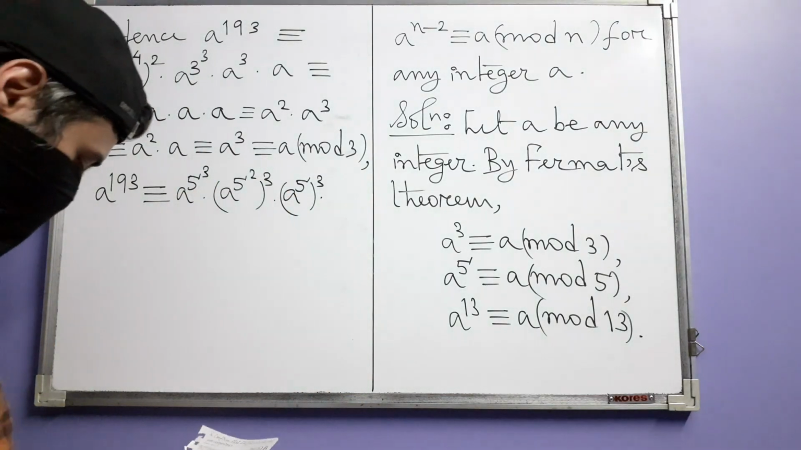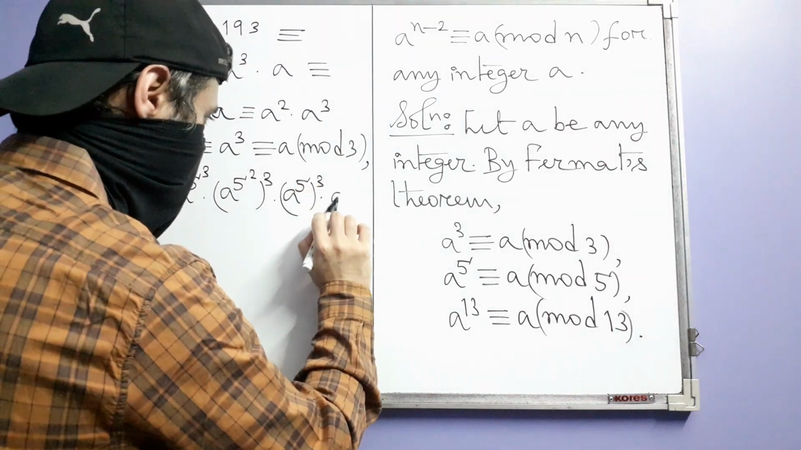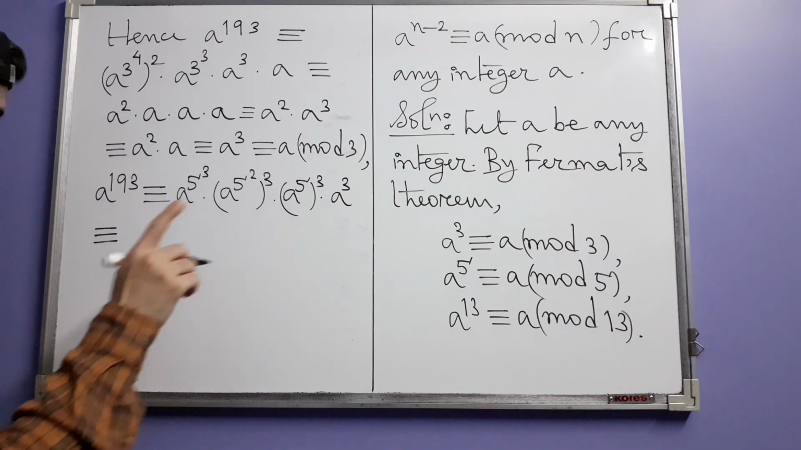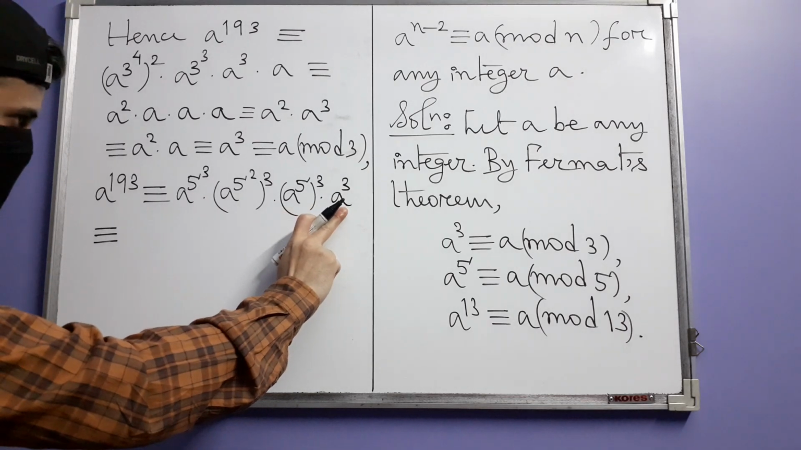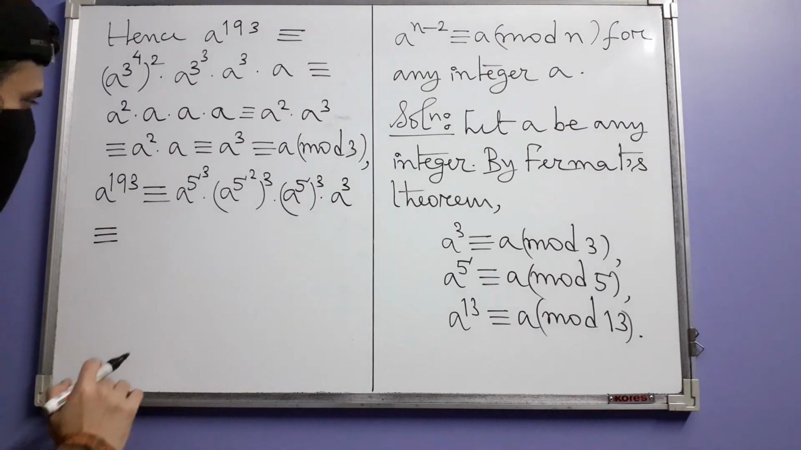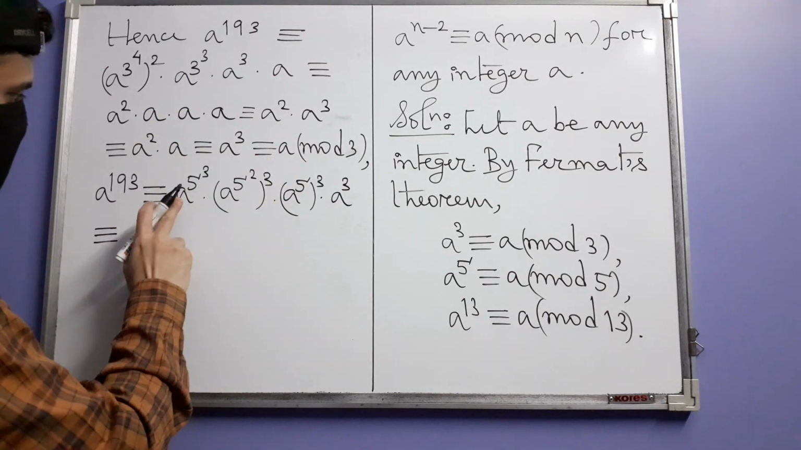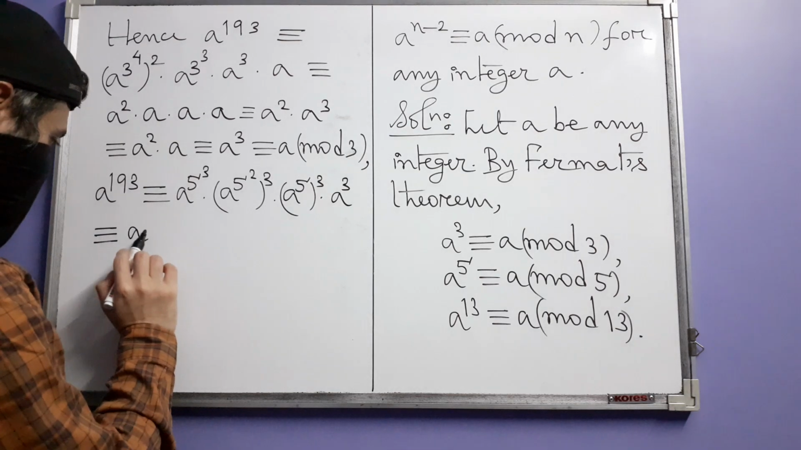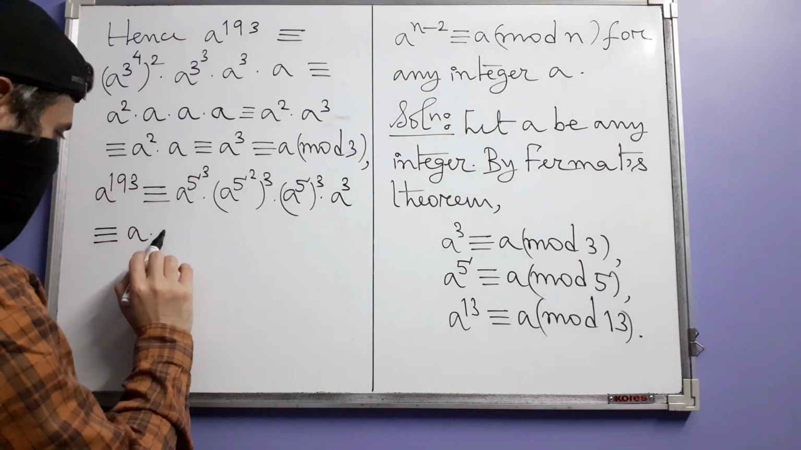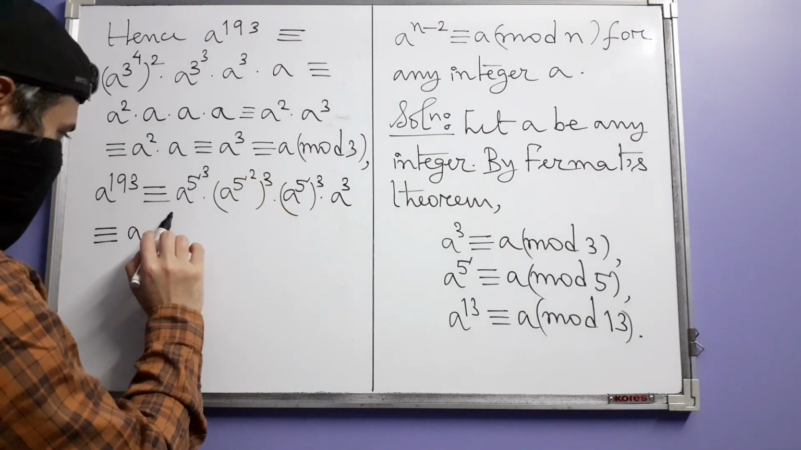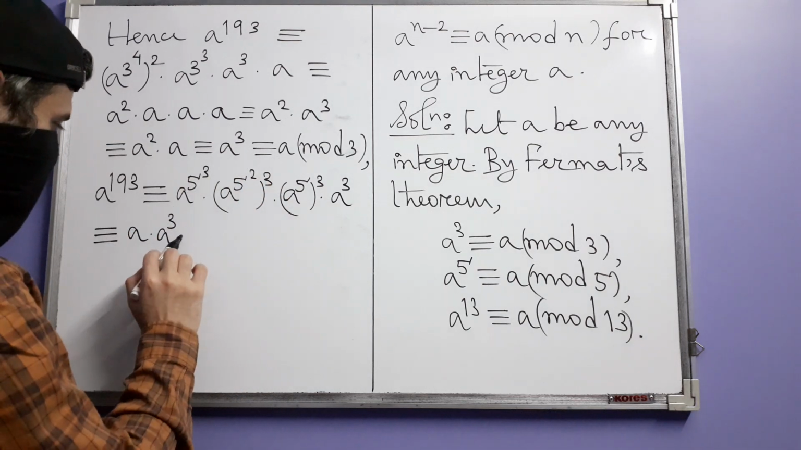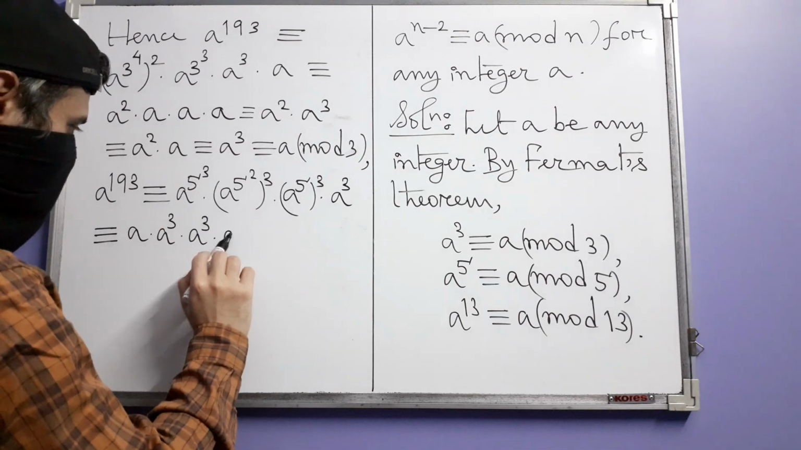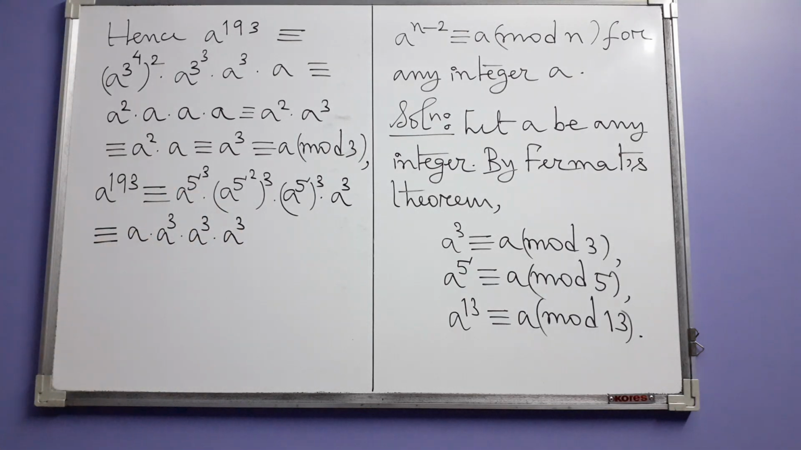And there is one more factor, which is a cube. Now our modulus is 5, so do not write a in place of a cube, okay, it's no longer 3. So that same logic you can apply here. So this will ultimately turn into a. This one will become a, the inner thing will become a, and already we have a 3 exponent. Similarly, here also a cube times a cube.